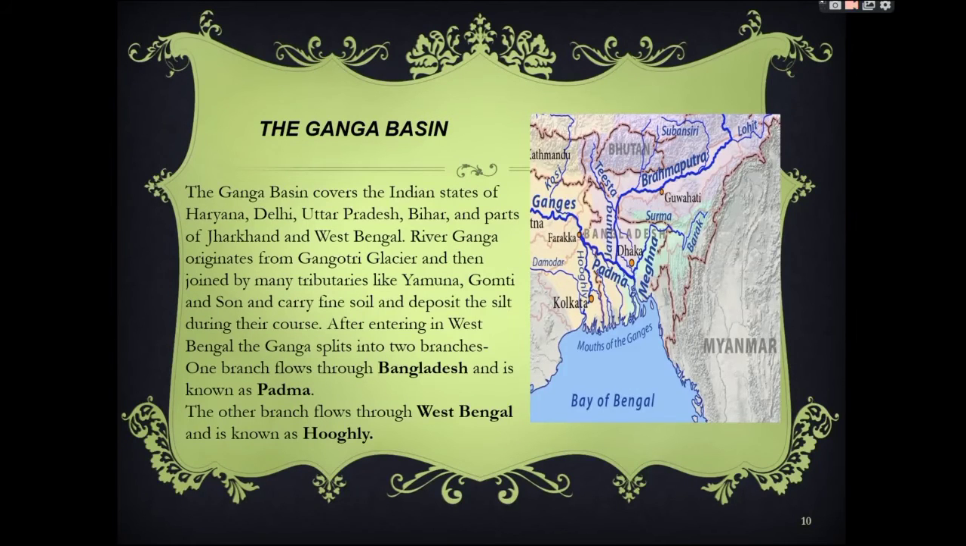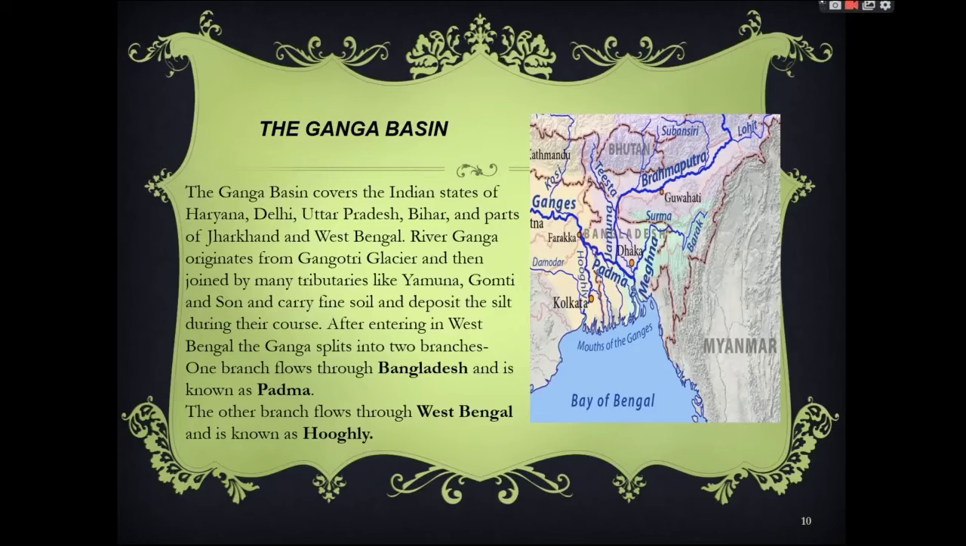The Ganga basin. The Ganga basin covers the Indian states of Haryana, Delhi, Uttar Pradesh, Bihar and parts of Jharkhand and West Bengal. River Ganga originates from the Gangotri glacier and is then joined by many tributaries like Yamuna, Gomti and Son, and carries fine soil and deposits the silt during its course.